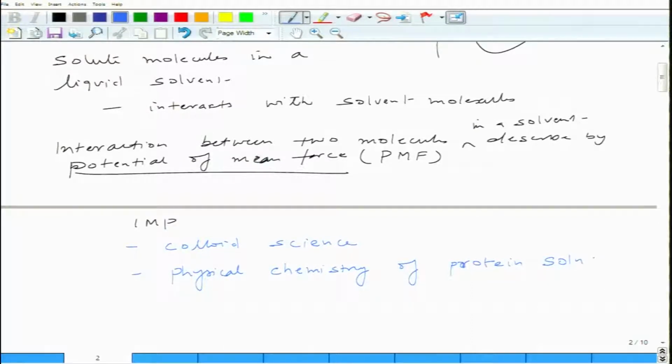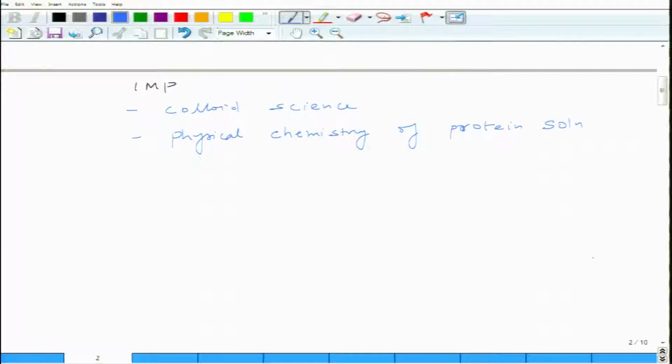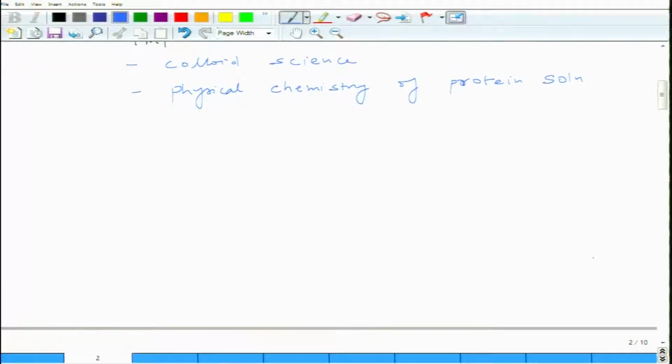Now, this potential of mean force incorporates the nature of the solvent. What does it mean? If you change the solvent and keep the solute fixed, the effective interaction between the solutes will also change. So the nature of the solvent will affect the potential of mean force, or intermolecular interaction, between the solutes. Let us try to understand this concept a little more schematically. Let me draw solvent molecules like this sphere.